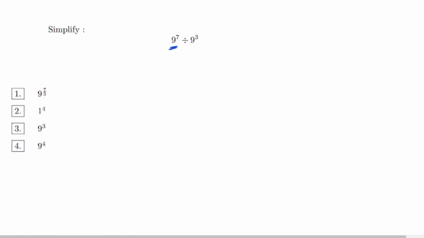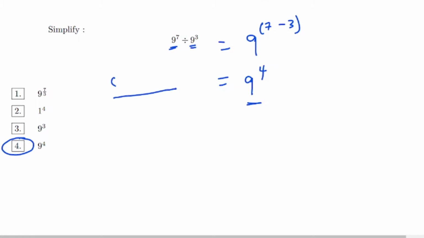Simplify 9 to the power 7 divided by 9 to the power 3. Well, we're dividing two powers of the same base. So we do 9 to the power 7 minus 3. And 7 minus 3 is 4, so it's 9 to the power 4. So this is the correct answer. Again, you could expand 9 to the power 7 here, and then expand 9 to the power 3 here, and then you'll figure out that the correct answer is this. But I prefer doing it this way because it just gets you to the answer with little sweat and there's less room for making mistakes.